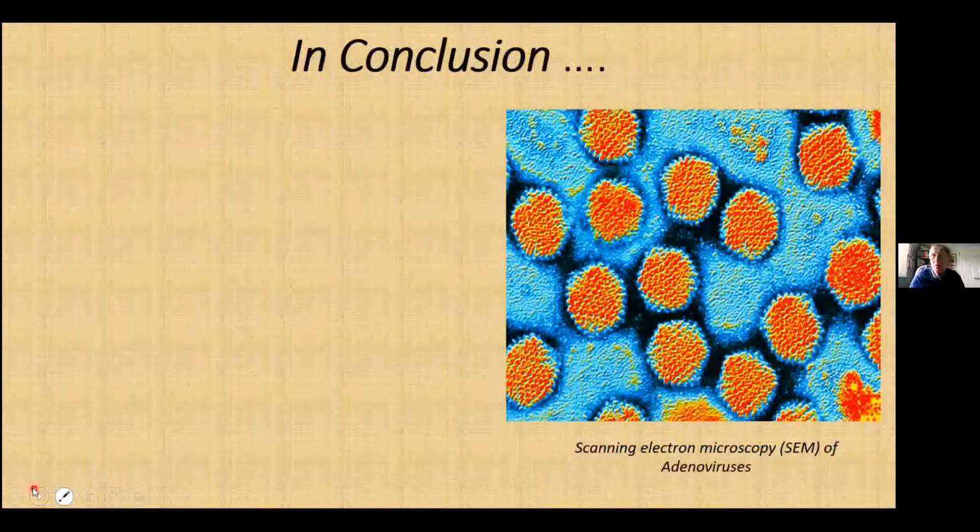So, on the right-hand side of this final slide, we have a scanning electron microscopy, SEM, image of adenoviruses. Worth reminding ourselves that although that first patient in 1904 had a virus, we couldn't actually see them then. 1932 was the first time we actually had the ability to see these viruses.